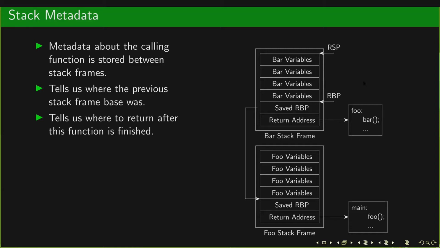You can see in this picture that the bar stack frame has this return address, and the return address is pointing into foo, and it would be pointing to this dot dot dot right here. So foo would call bar, bar would finish running, and it would return. And then when bar has finished running, you would expect it to pick up inside of foo exactly where it left off. That's really all that these things do. And we just stick this metadata between stack frames.